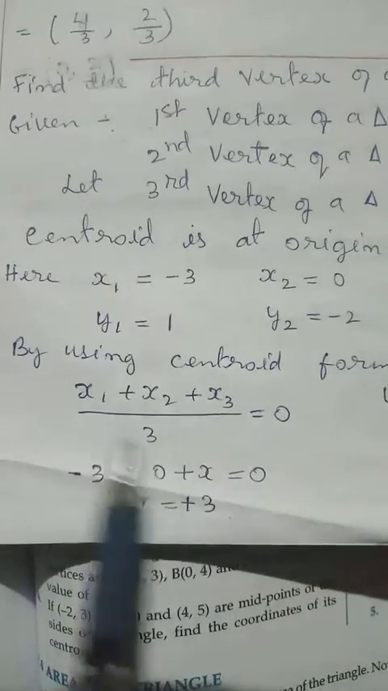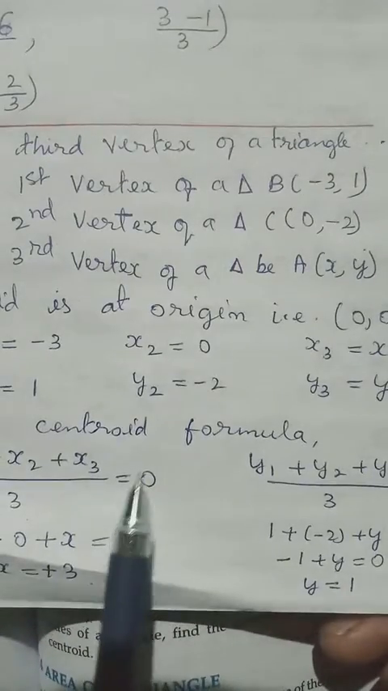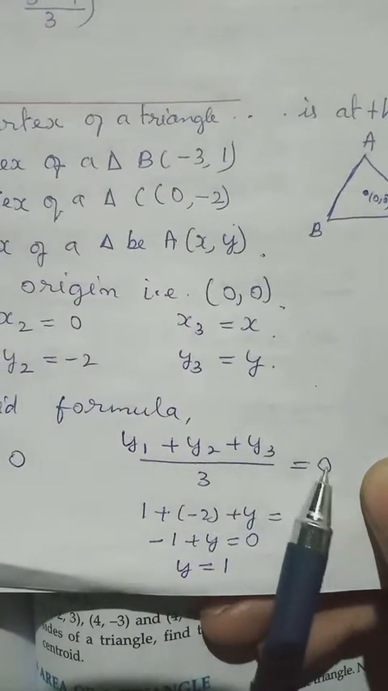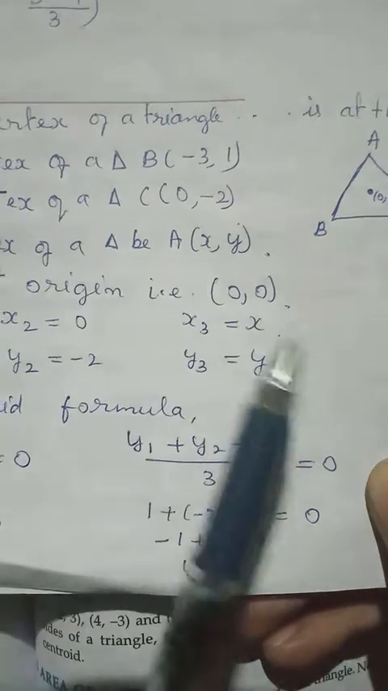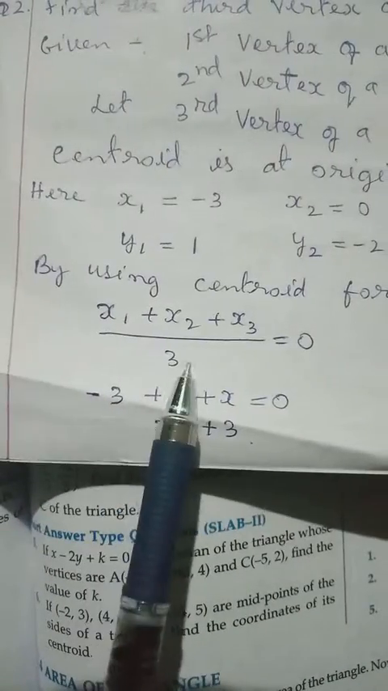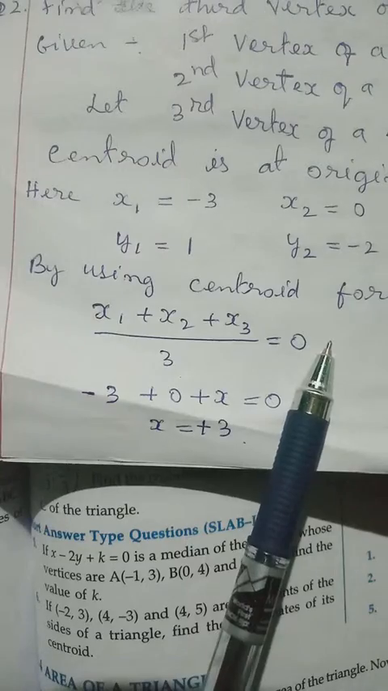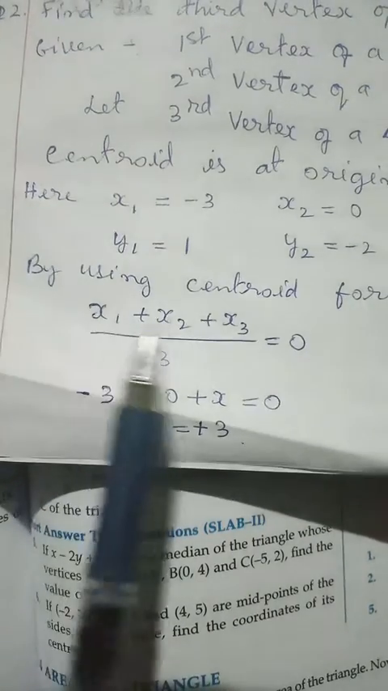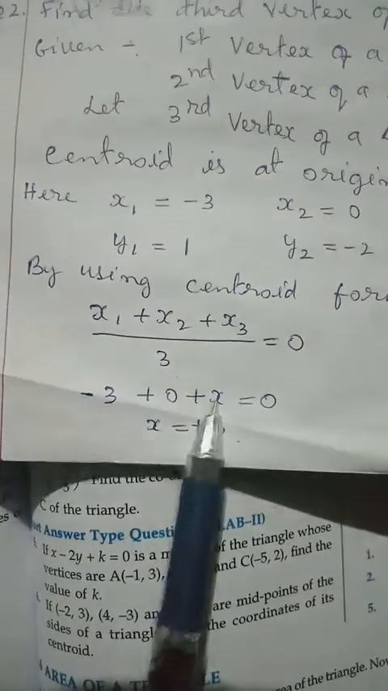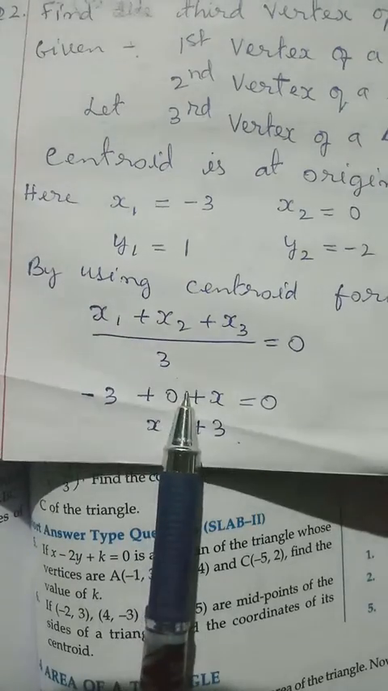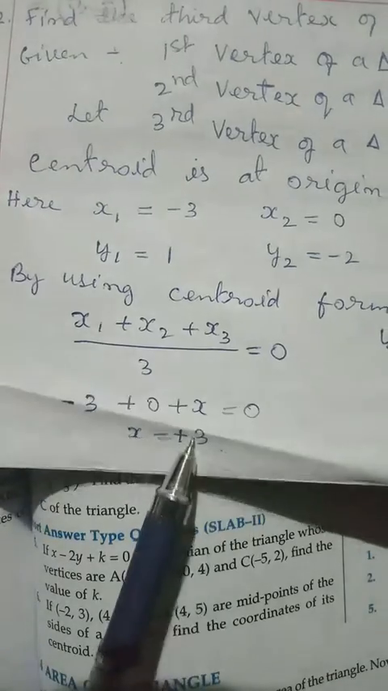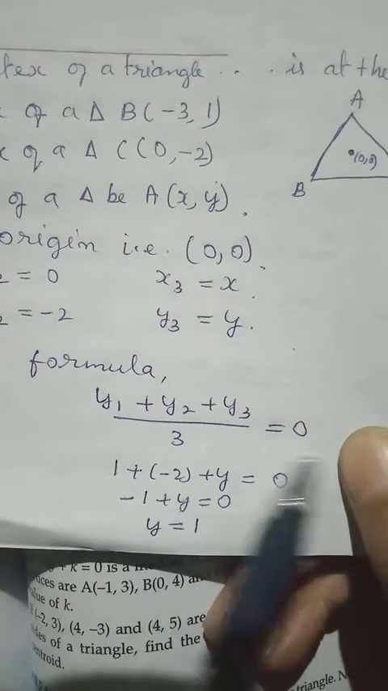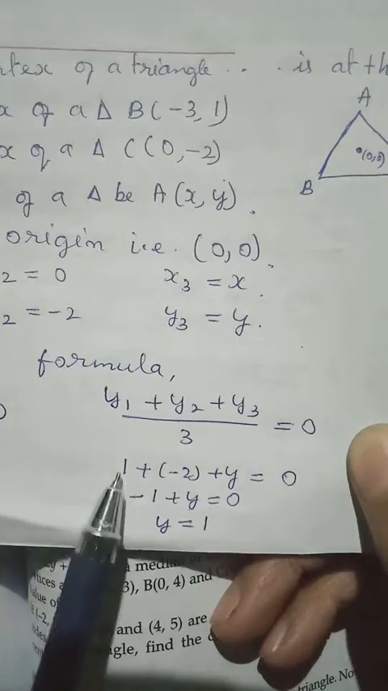So the x part of the centroid formula will be equal to 0 because the centroid is at the origin. Then the y part also equals 0 because it is already mentioned. Centroid at origin means both x and y equal 0. So 3 into 0 will become 0. Then x1 replace, x2 replace, we want x. So minus 3 plus 0 will be minus 3, plus x. We take that side, it becomes minus, we take that side, it becomes plus. Then here also, 3 into 0 is 0. Y1 is 1.